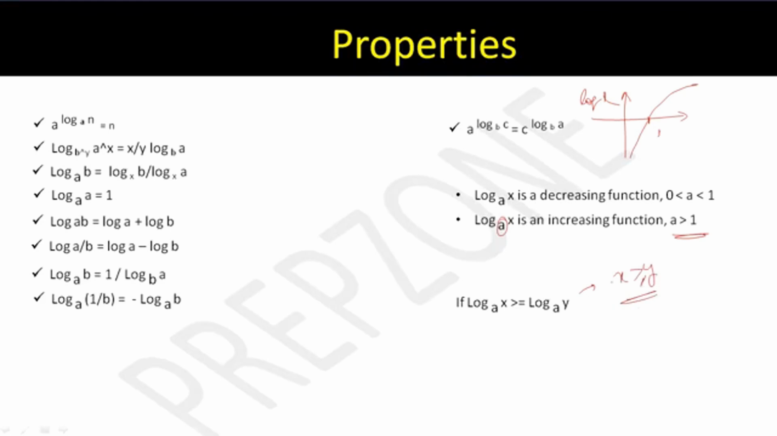No. Why? Because again, this is log x by log a greater than or equals to log y by log a. Now guys, log x will be greater than or equals to log y, and hence x will be greater than or equals to y if this log a is positive. But log a can be negative if a is between 0 and 1, right? And hence I say that x will be greater than or equals to y if a is greater than 1, and x will be less than or equals to y if a is less than 1.